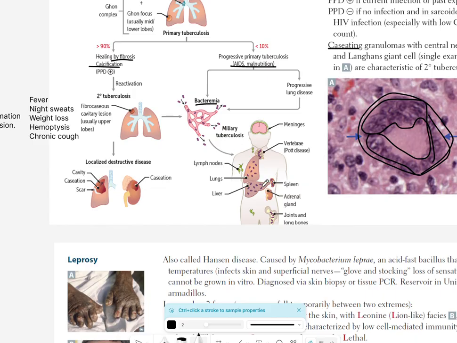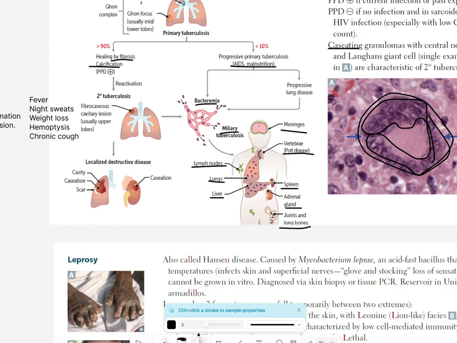So this is basically called miliary tuberculosis, right? Miliary means millet seed appearance. And as TB spreads through the blood, it affects the liver. Here you can see it affects the liver, the lungs, the lymph nodes, the spleen, adrenal glands, joints and long bones, even the meninges, right? And if it spreads to the vertebrae, we call it Pott's disease. Pott's disease is basically tuberculosis of the vertebrae. It causes vertebral destruction, which leads to kyphosis and neurological deficits.